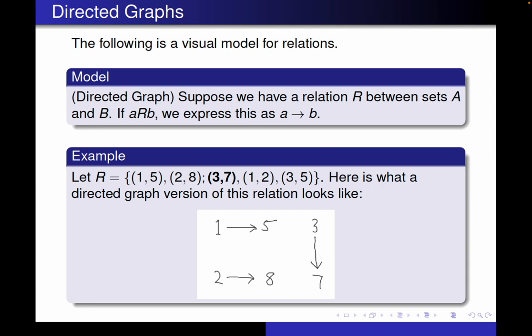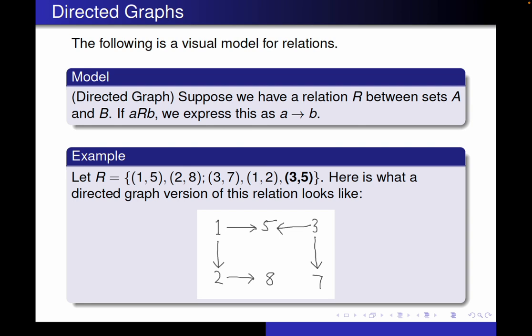And then with (1, 2), we get some elements that are already in our picture. We don't have to redraw 1 and 2 and draw an arrow between them. We can just draw an arrow between the existing representations of 1 and 2. And same with 3 and 5. We point an arrow from 3 to 5.